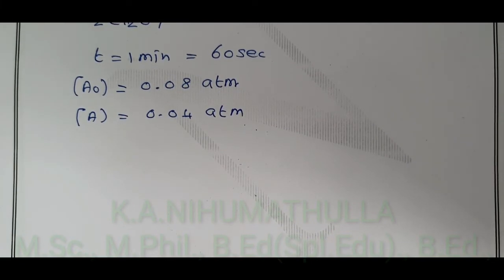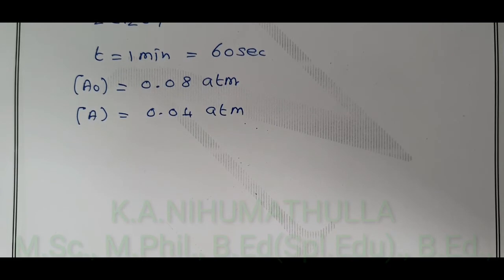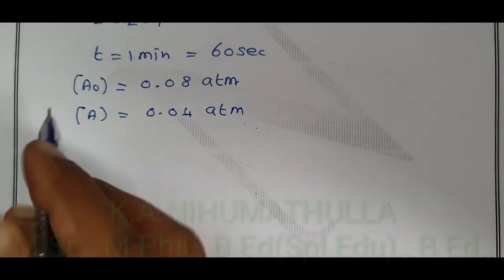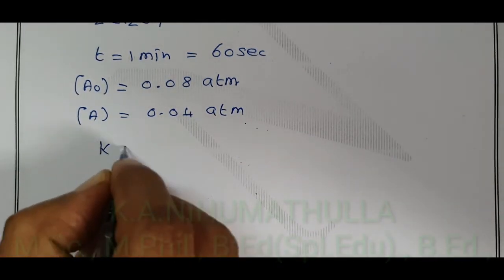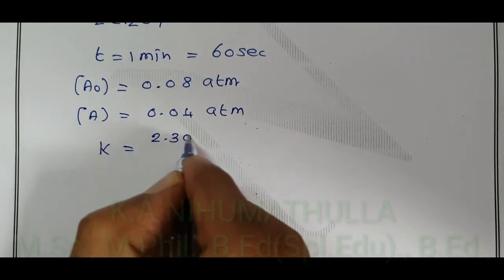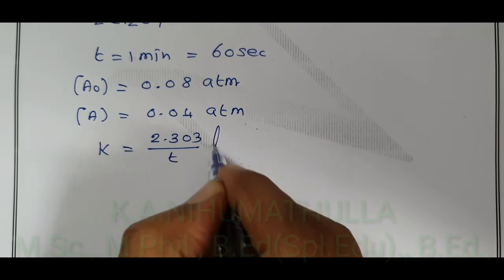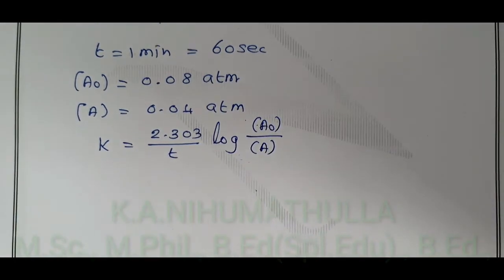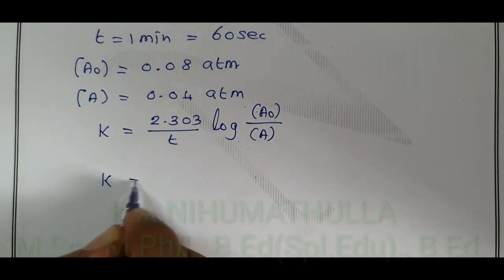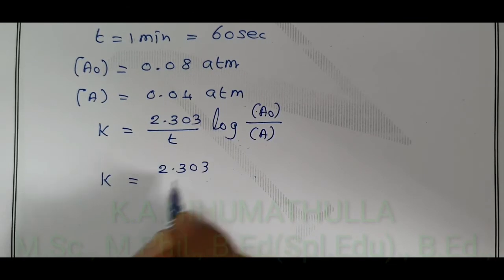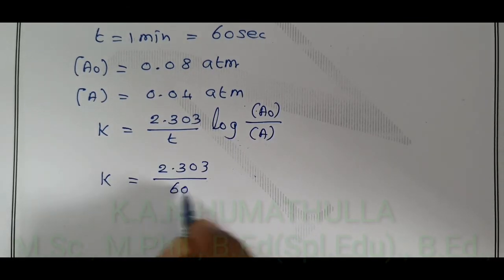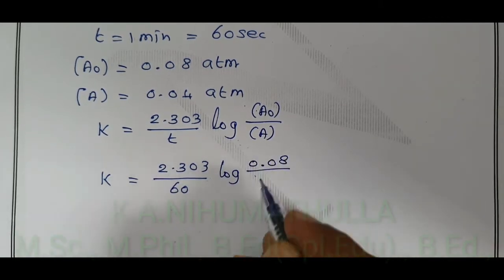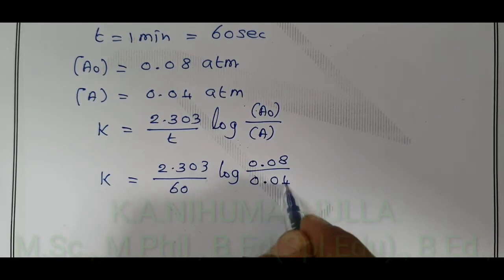The question is to calculate the rate constant in second. Because the question is asked in second, we convert the minute into second here. The first order rate equation: K is equal to 2.303 by T into log of concentration of A0 divided by concentration of A. K is equal to, substitute all the values, 2.303 divided by 60 second into log of concentration of A0 0.08 divided by concentration of A 0.04.